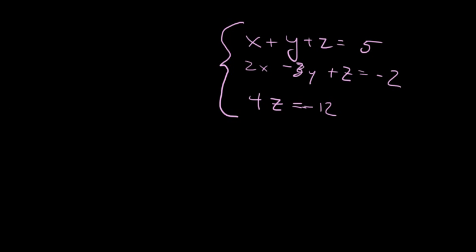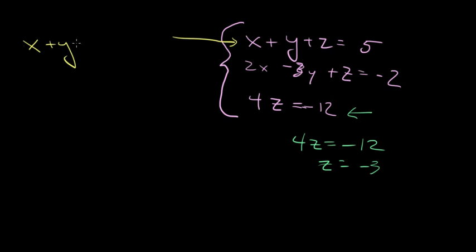Well, the first step is pretty obvious here. I'm going to solve for z. Okay, 4z equals negative 12, so z equals negative 3, divide both sides by 4. So we got that one, and so now I'm going to put that into this equation, and I've got x plus y minus 3. Could I just put negative 3 in for z? Equals 5.